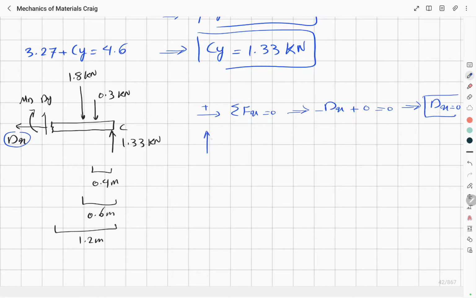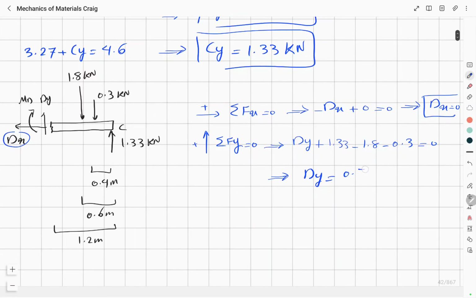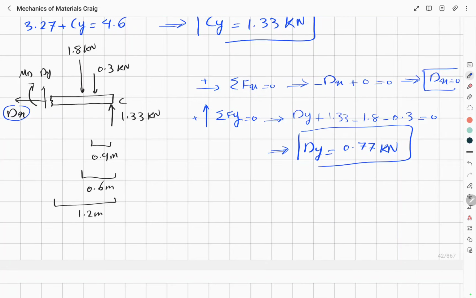For the y direction, we have Dy plus 1.33 minus 1.8 minus 0.3 is equal to 0. So Dy would be equal to 0.77 kilonewton.